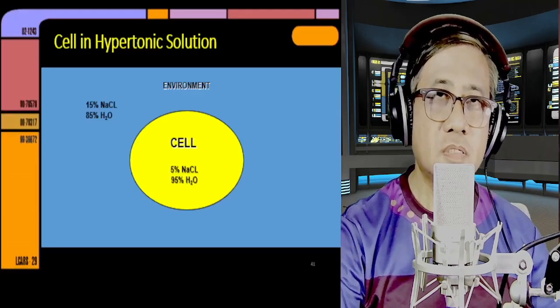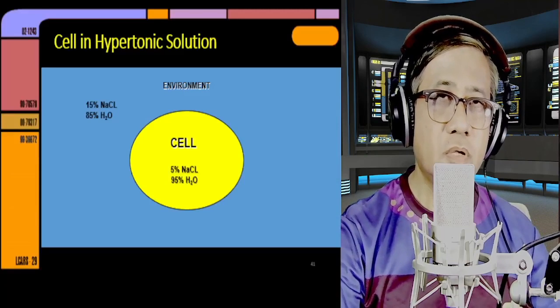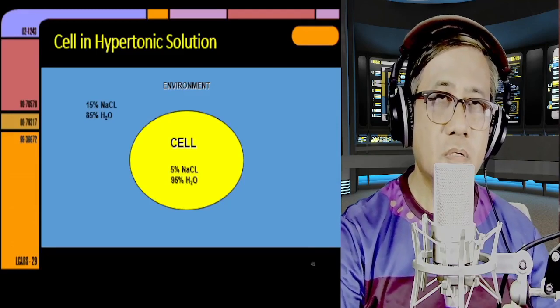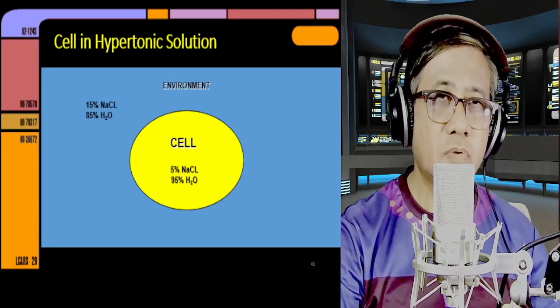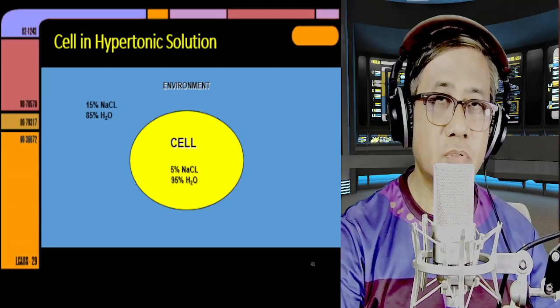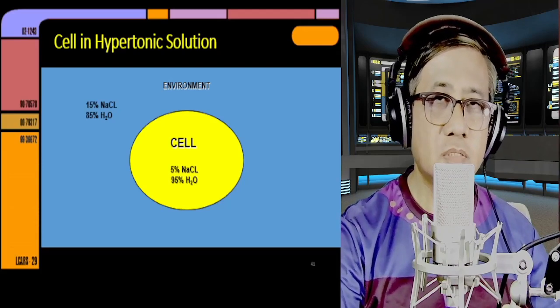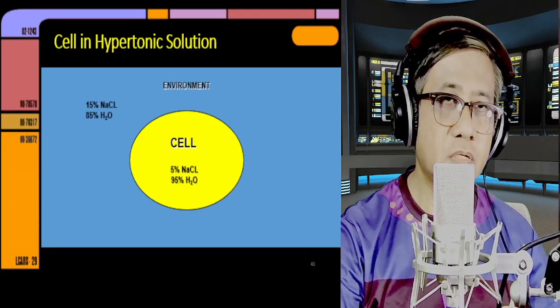Now, what about this next case? So in this next case, we have here the cell immersed in a hypertonic solution. So kindly take a look at the amount of solute and solvent inside and outside the cell. So outside the cell, we have 15% salt compared to 5% salt inside the cell. And 85% water outside the cell compared to the water inside the cell, which is 95%.